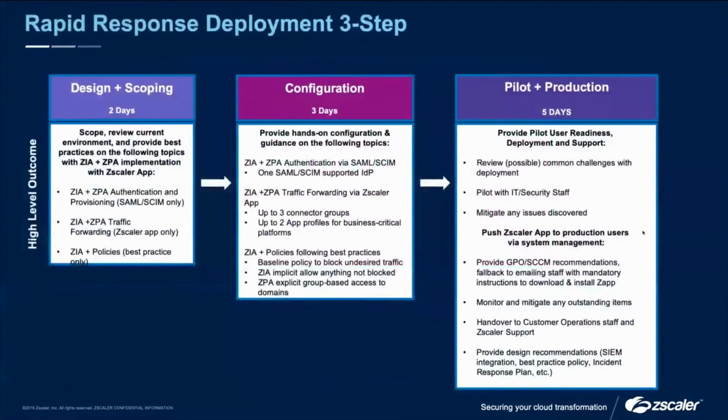The deployment steps are very simple. We want to move very, very quickly. It's a process of two days of scoping, configuration, and then moving a pilot into production. The DFS architecture example was a pilot for 1,000 users, and within a day that became all of the users. So it's very quick and easy.